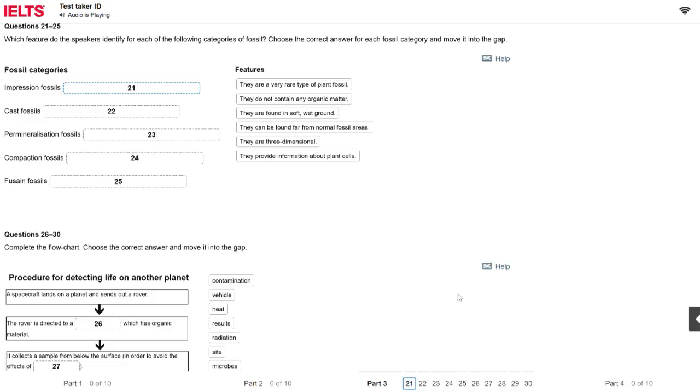What about compaction fossils? They're very common amongst plant fossils, but it's very rare to find an animal preserved in this way. Oh, I didn't know that. I do know that they're usually found in swamps and other muddy areas.